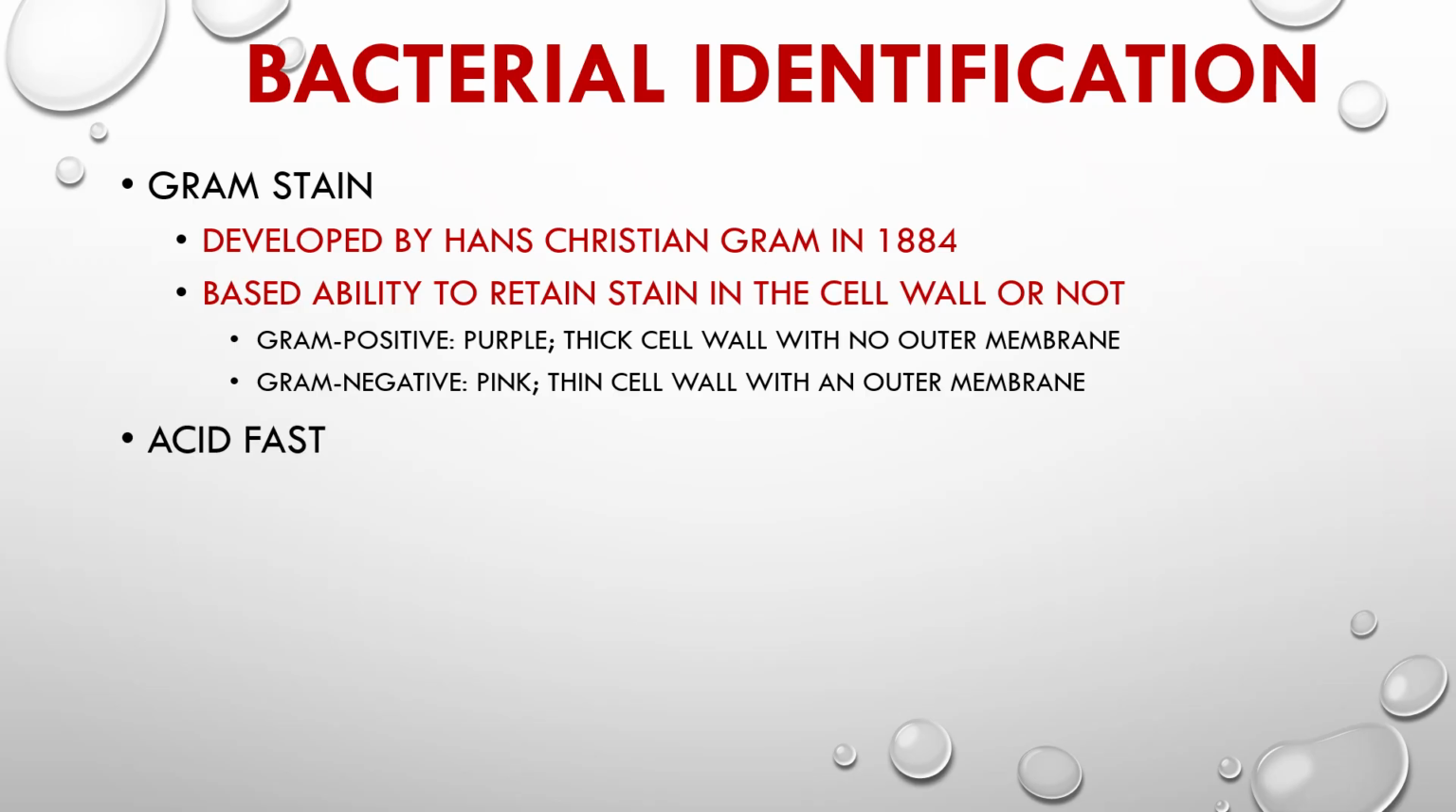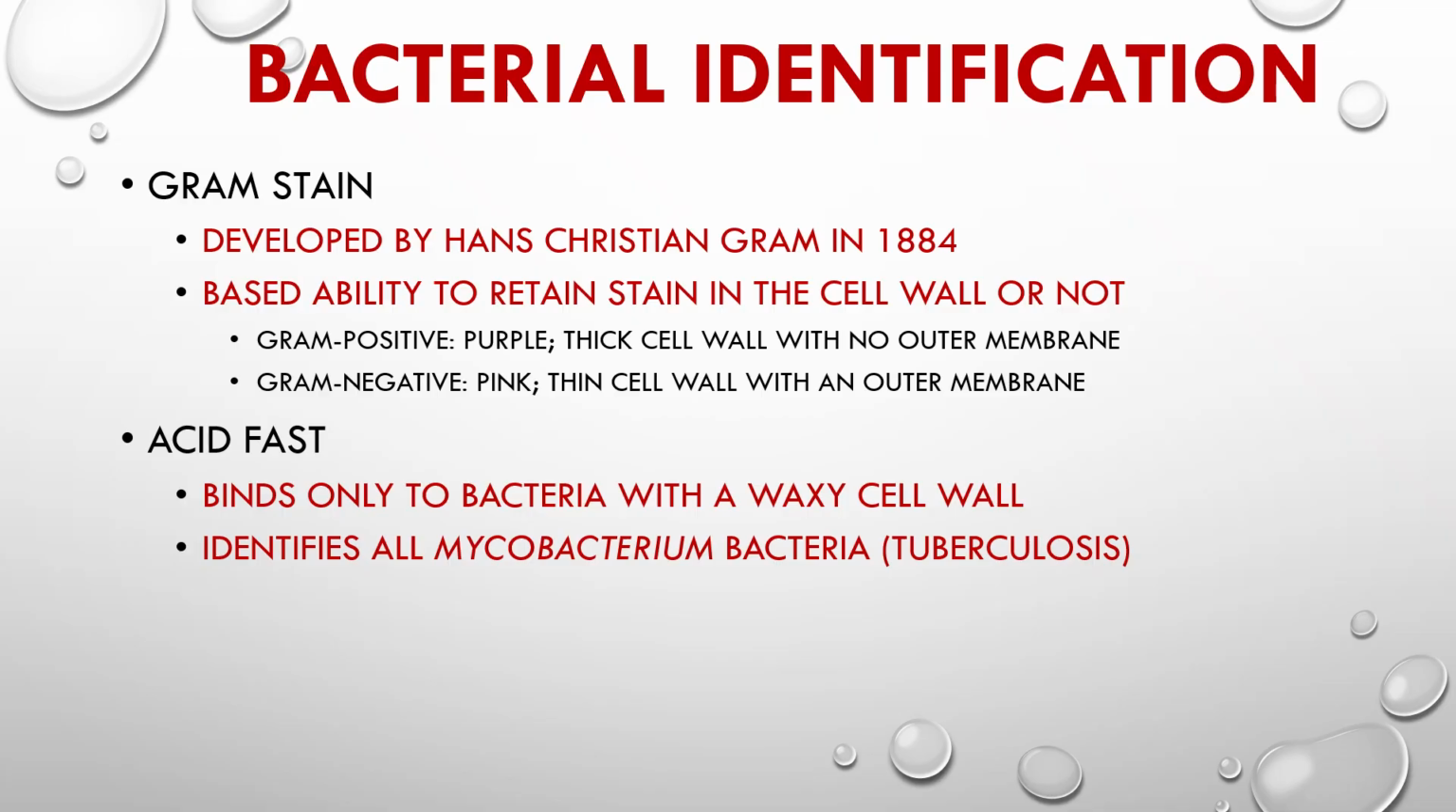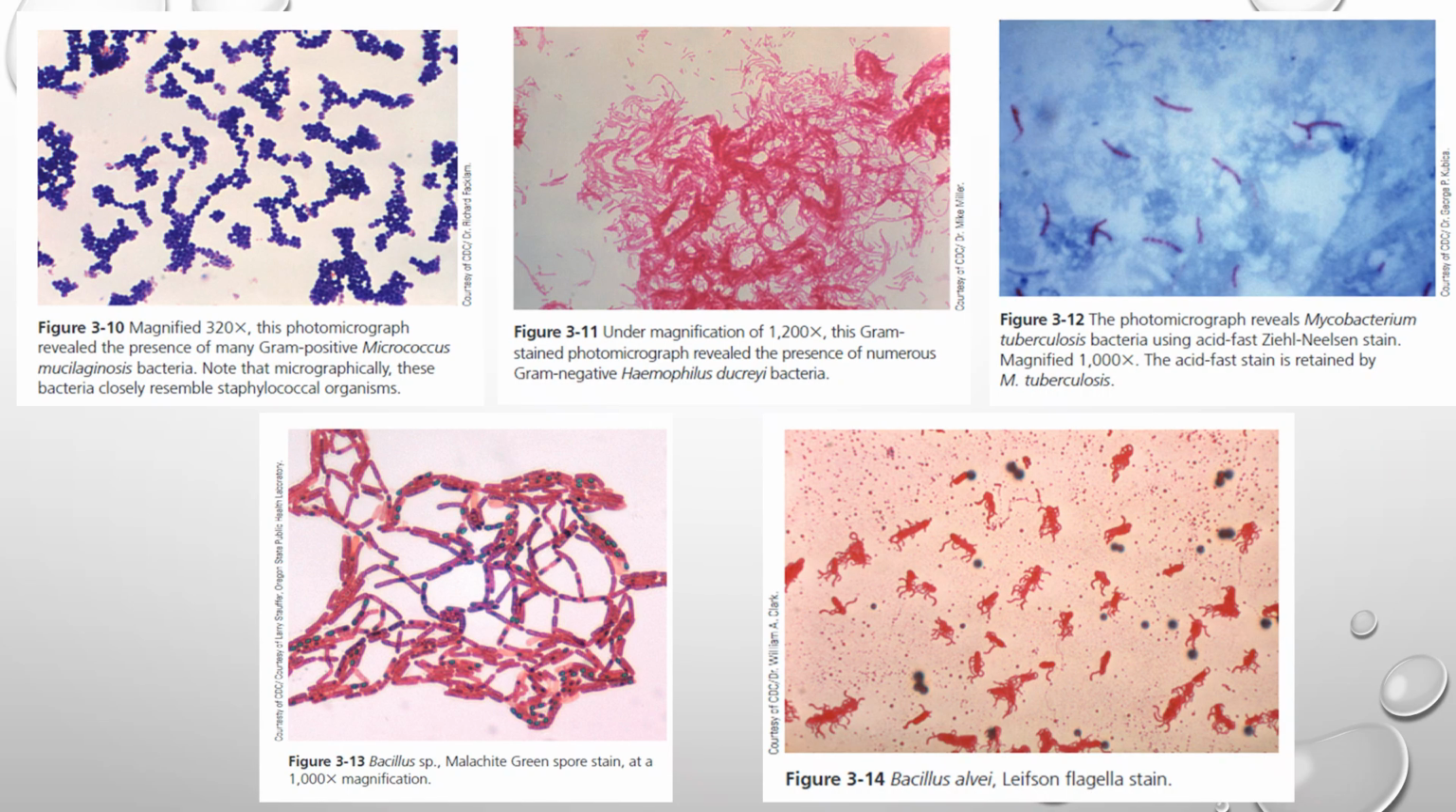There are also bacteria called acid-fast, and these bind to bacteria that have this waxy cell wall. And there are only a few different types of bacteria that have them, and that is the Mycobacterium. So, for example, that's what causes tuberculosis and leprosy. Some other stains are spore stains to detect those endospores that are being formed by some bacteria, and flagella stains to talk about their movement.